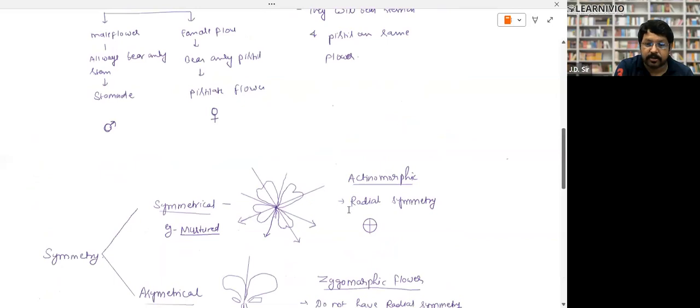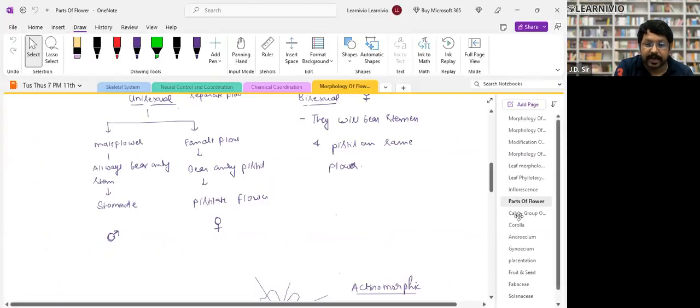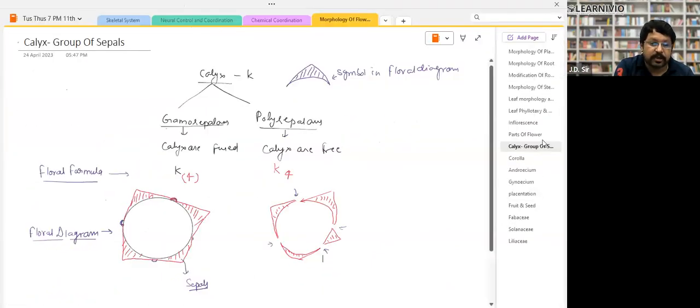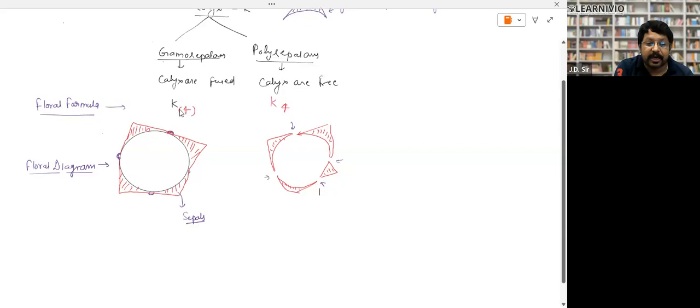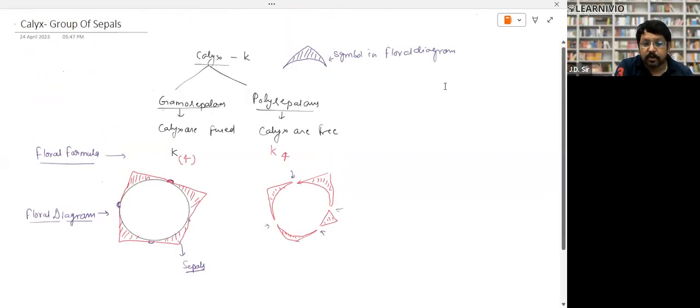Again, next one. Calyx. This will be the floral diagram of the calyx. K is the symbol of calyx. They are the sepals, so a group of sepals is called calyx. If the calyx is united, we will write K with a bracket, and they are called gamosepalous. If the calyx is not united, we will call it polysepalous, right? After the class, you have to go through this one.